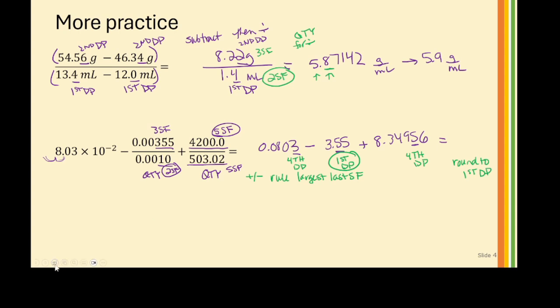Okay, now that we've determined the rounding rule, we're going to do the calculation. 0.0803 minus 3.55 plus 8.34956 is 4.87986. Round to the 1st decimal place, so this becomes 4.9.